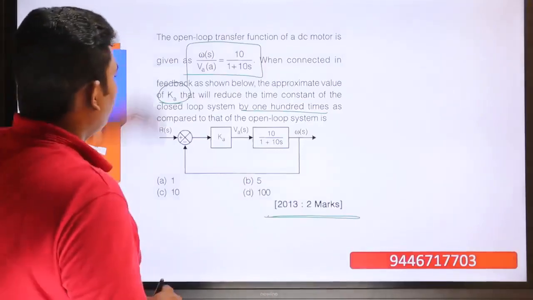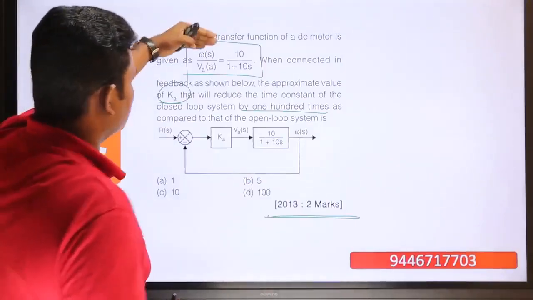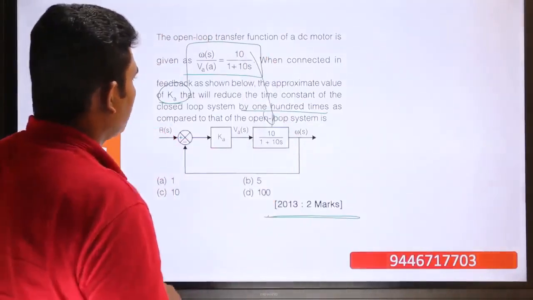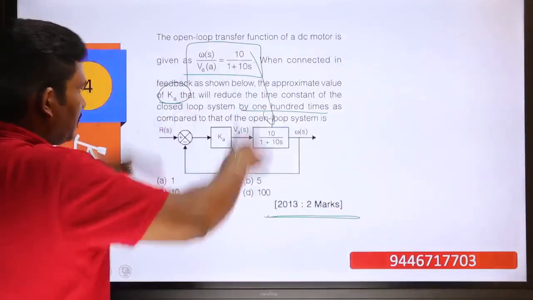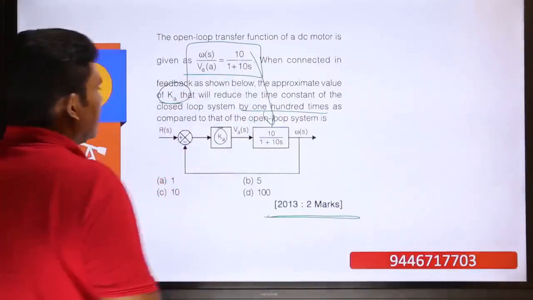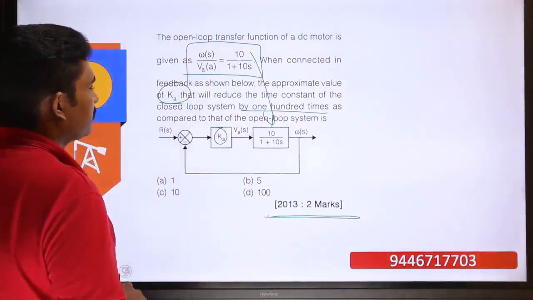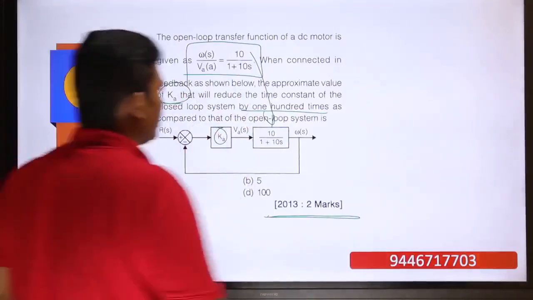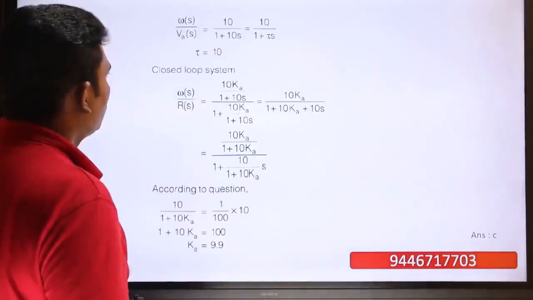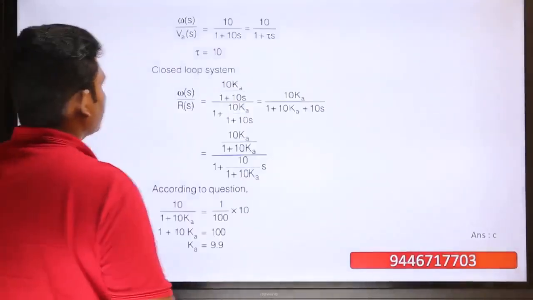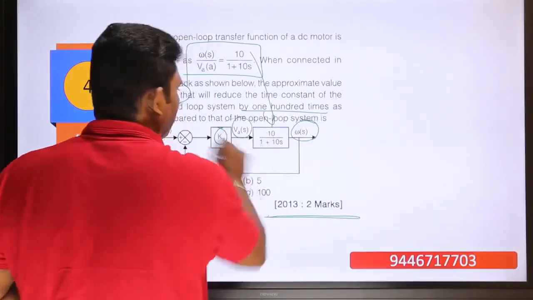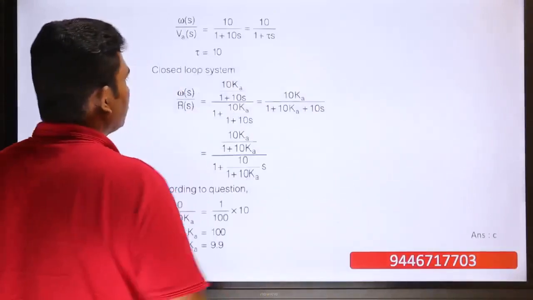Okay. So the open loop transfer function of a DC motor is given by 10 divided by 1 plus 10s, and it is connected in a feedback system as shown below. Approximate value of Ka that will reduce the time constant of the closed loop system by 100th times as compared to that of the open loop system is what is the question. So we are making the expression of omega of s divided by Va of s. Okay, so what is omega of s divided by Va of s? It is 10 divided by 1 plus 10s.